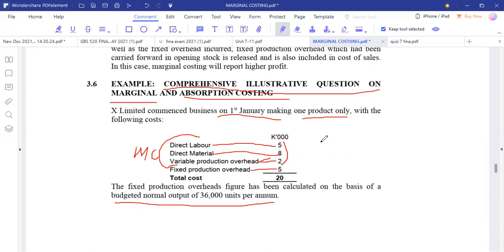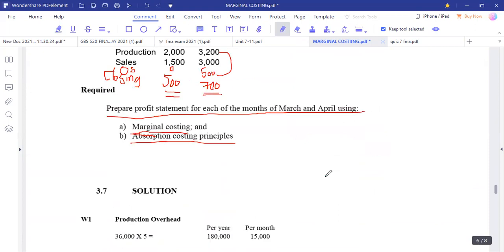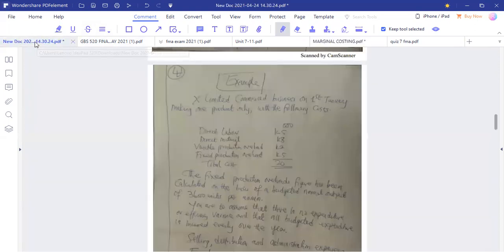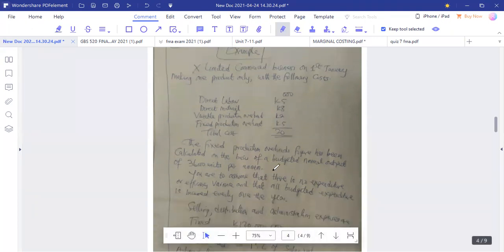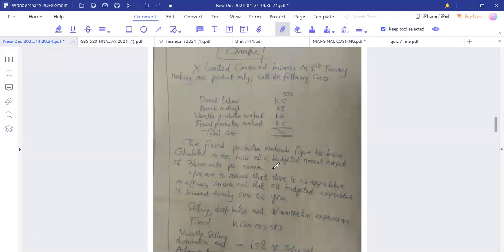So this exact example is what is here in these notes for X Limited. Let's follow through this one. It's the same. X Limited commenced business on 1st January, making one product only with the following. They are the same example, which was just copied from here so that we can explain fully.